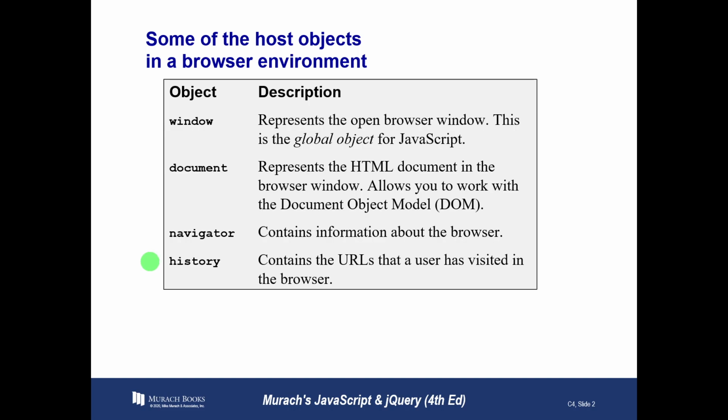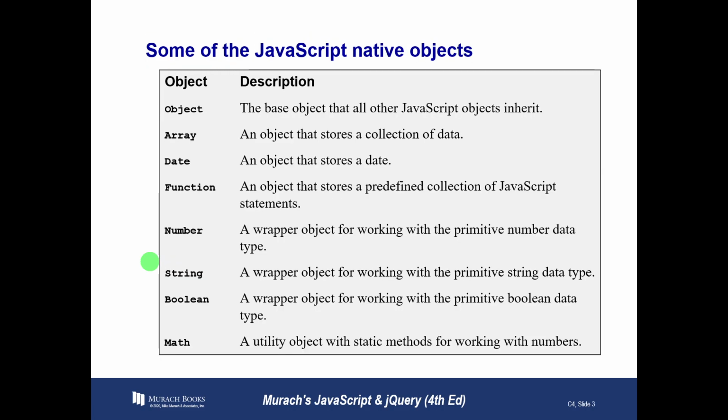Okay. So these are the objects that are provided by the host environment. Now, if you're using JavaScript somewhere else, like say Node.js, that's a different host environment, and these won't exist. But for this course, we're going to be using JavaScript within the browser environment, so we're going to make great use of these host objects. The other kind of objects are JavaScript native objects. These are the objects that are provided in JavaScript in the language itself. It's part of the ECMAScript specification that we learned about earlier.